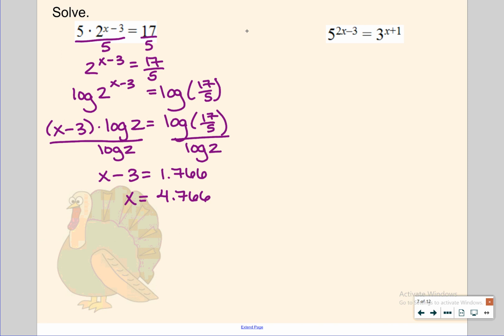Let's try the next one. What if I have 2 powers in my problem? 5 to the 2x minus 3 equals 3 to the x plus 1.